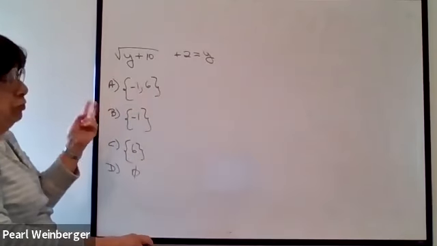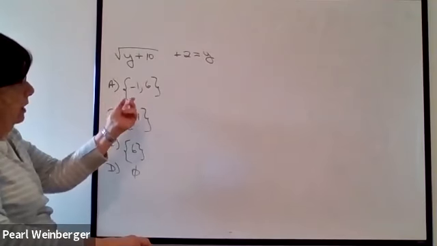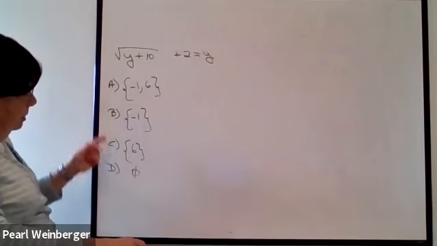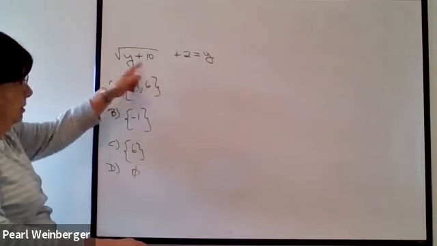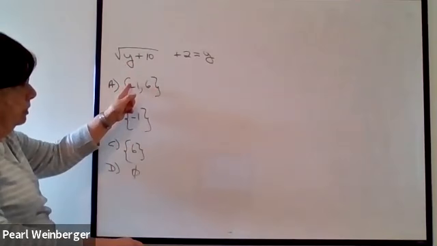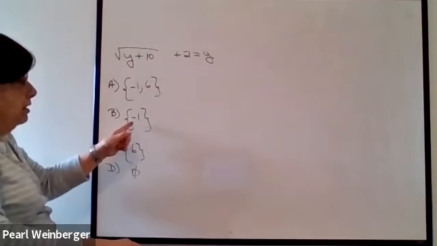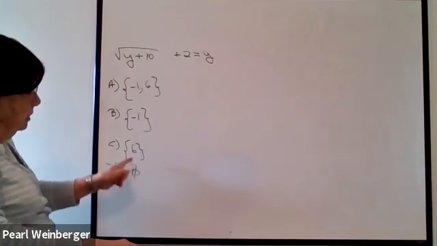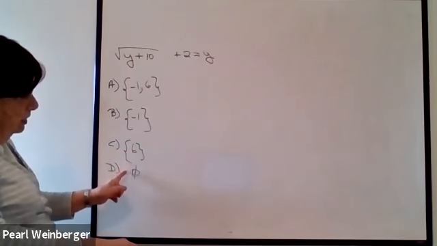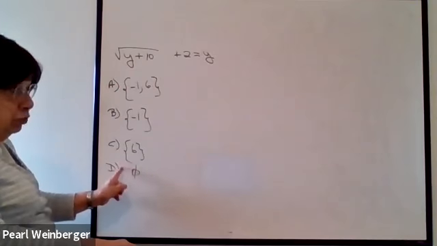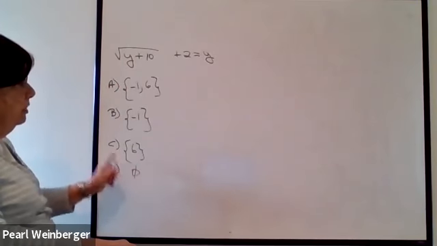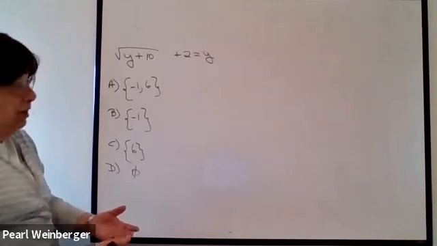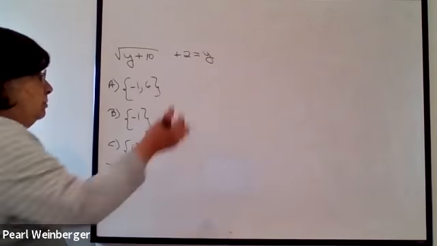Obviously, there are really only two things that you have to check out: the number -1 and the number 6. This choice is telling us that both of those numbers work. This is telling us only the -1 works. This is telling us only the 6 works. And this is the symbol that tells us there's no solution. In other words, nothing works. So the only possibilities they're giving us are -1 and 6. So let's check.